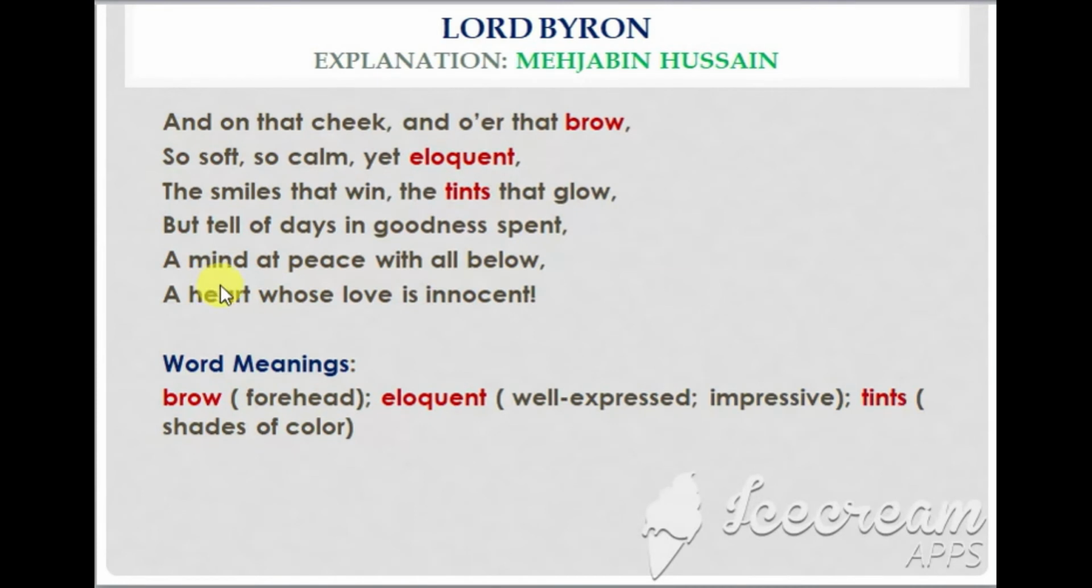Now we come to the final stanza of the poem. He says that on that cheek and over that brow, he's describing the cheek of this beautiful lady, and on that cheek and over that brow, brow means forehead, so soft, so calm yet eloquent. Eloquent means impressive. The smiles that win, the tints that glow. So her smiles win the hearts of people, and the tints means the shades of color that get reflected from her features. These tell of days in goodness spent.